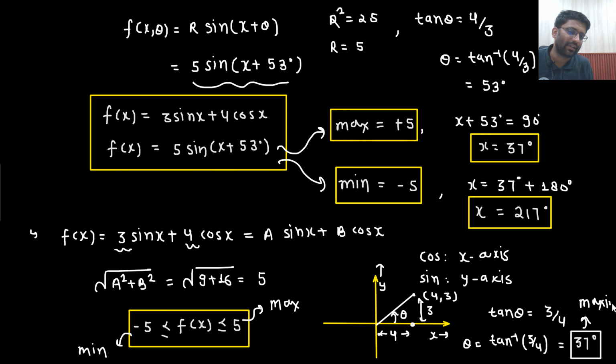This is the point of maxima. And if you know the point of maxima, what will be the point of minima? Sir, minima will simply be 37 plus 180 degree. That will be 217. So this is how I will be solving the question in the examination hall.